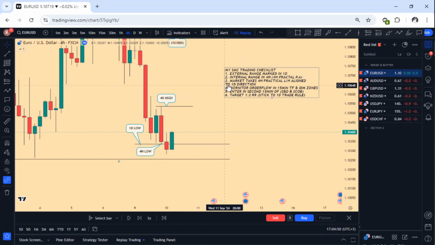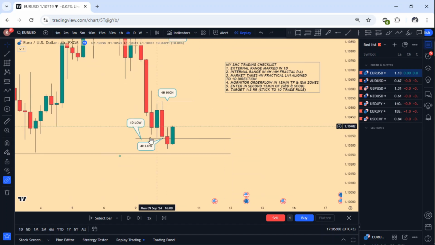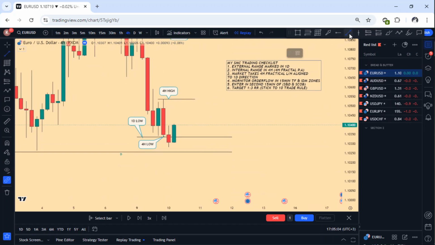fractals already marked. Check if market takes 4 hours fractal low or high that aligns to one day is selling, so I needed to take this 4 hours low. It has already taken this 4 hours low, and the market is back into breaking structures of the lower ones. So you can even wait for higher probability sales.